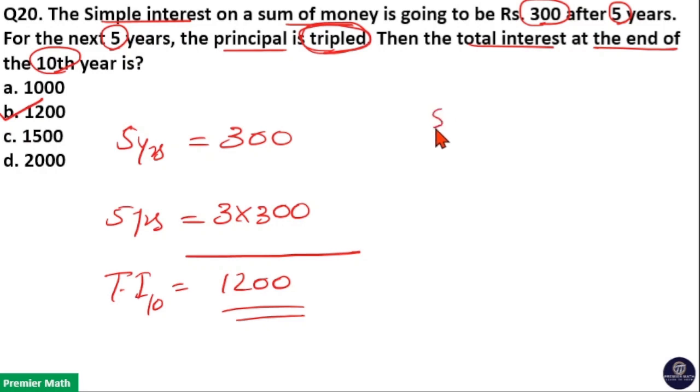Here, simple interest is equal to principal into rate into number of years. In the first case, principal is P. In the second case, principal is tripled. So, simple interest become 3 into the initial amount.